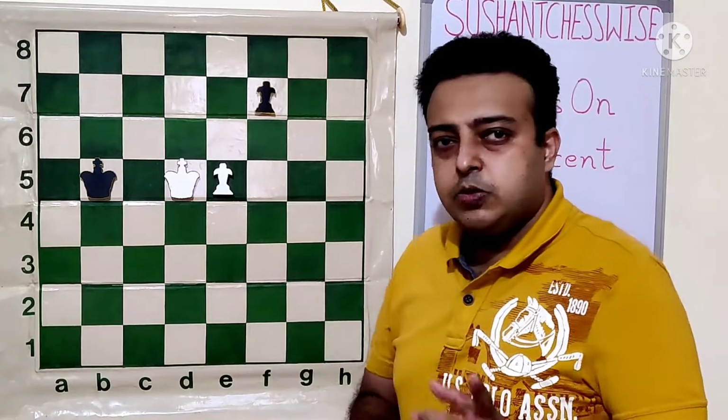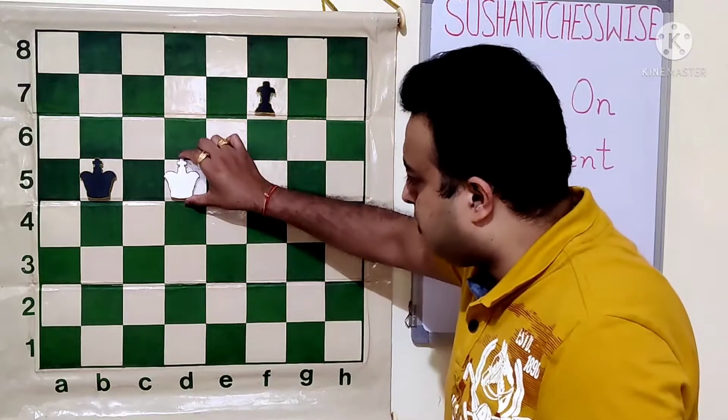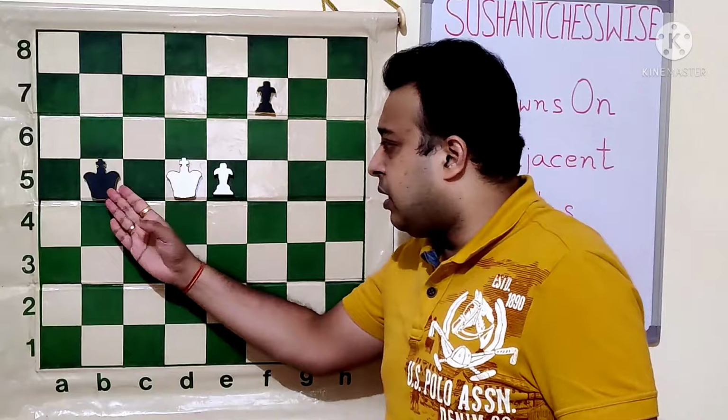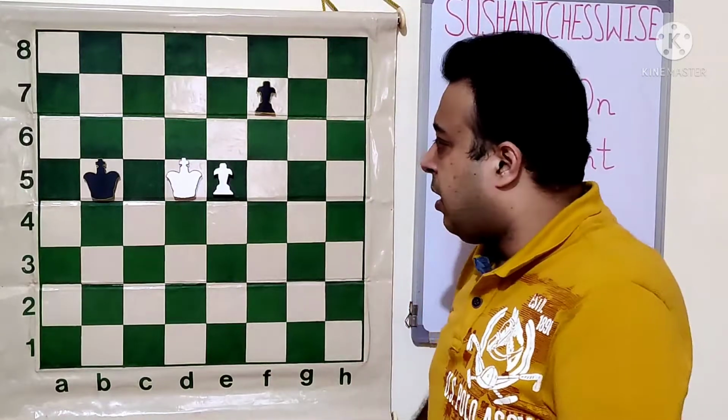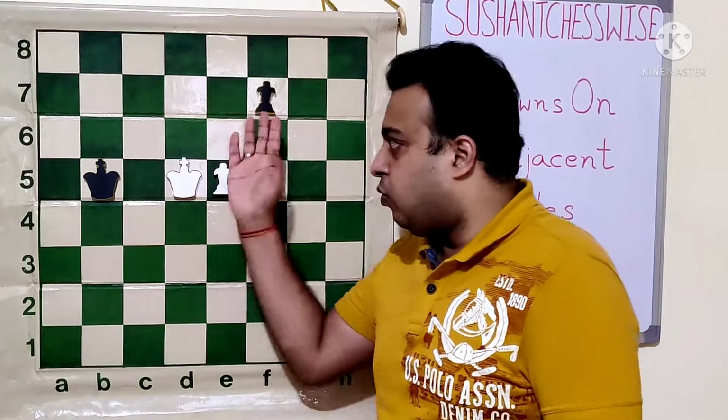So let's get started with the first position here. This position we are taking as black to play. So first what we see here, that the black king is far away from his pawn and the white king is able to take the pawn very easily. That is what it looks like.